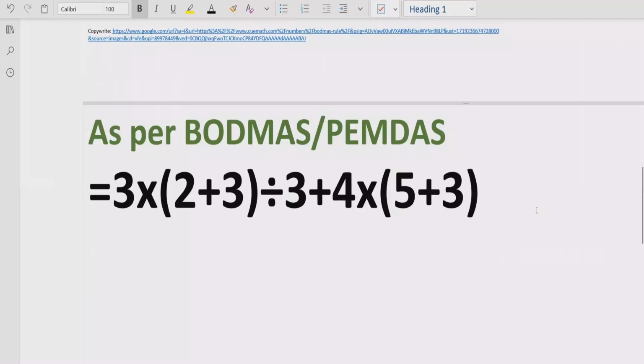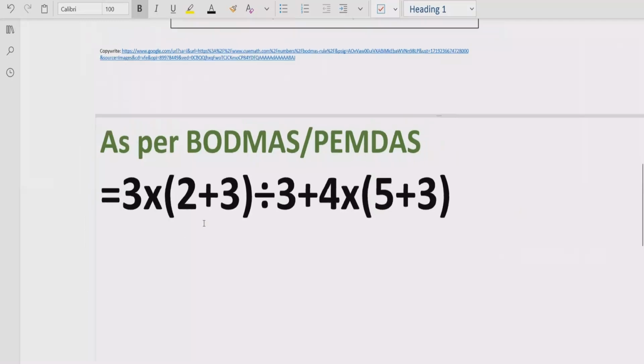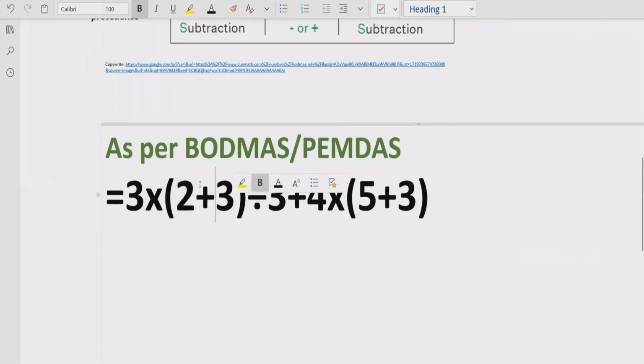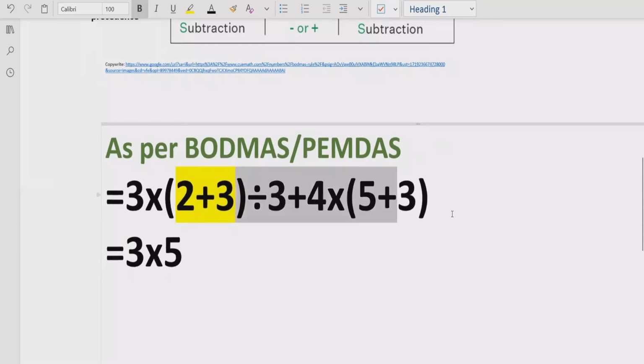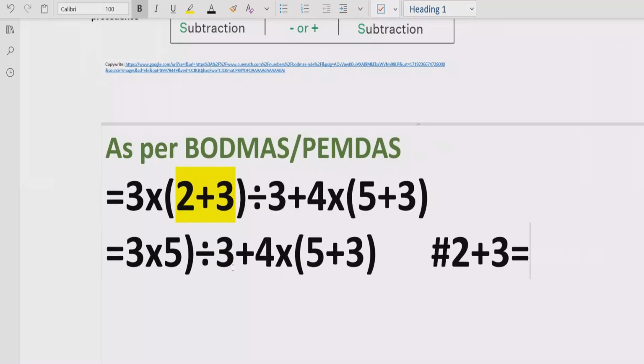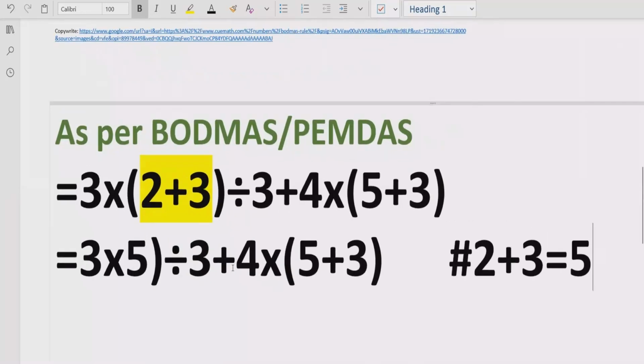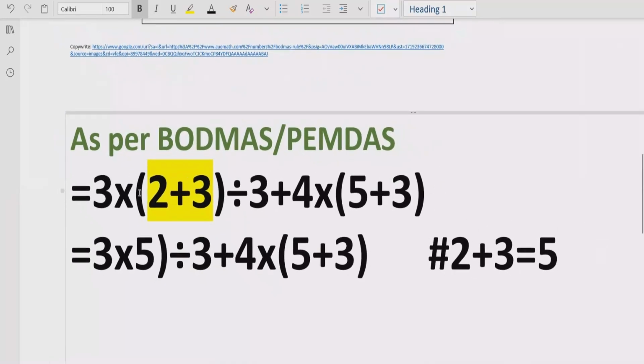So, according to the BODMAS and PEMDAS rule, first of all, we have to solve the brackets. We have here two brackets. First, we will solve this one: 3 multiplied by (2 plus 3), so 2 plus 3 equals 5, and divided by 3. Here we give the reference 2 plus 3 equals 5. Now move forward.